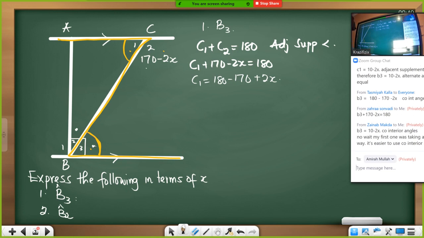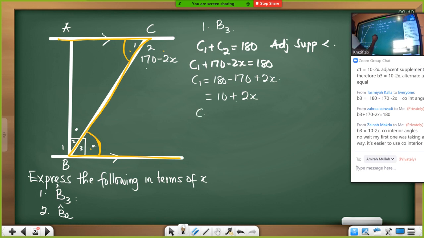Why are you saying it is 10 minus 2x? This is 10 plus 2x. That's where I'm having issues, the minus and the plus. I don't know if it makes sense.